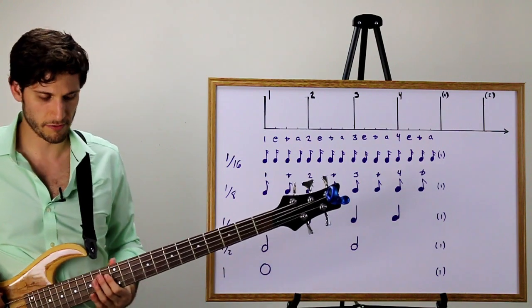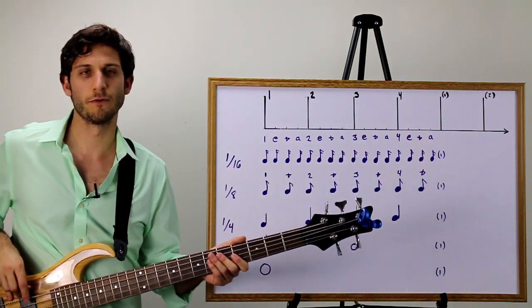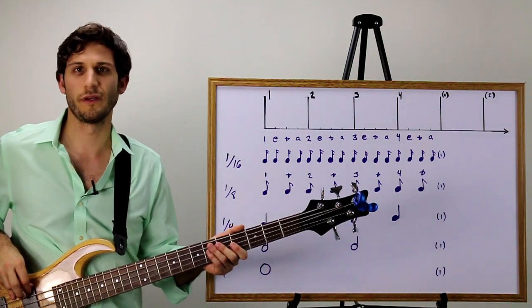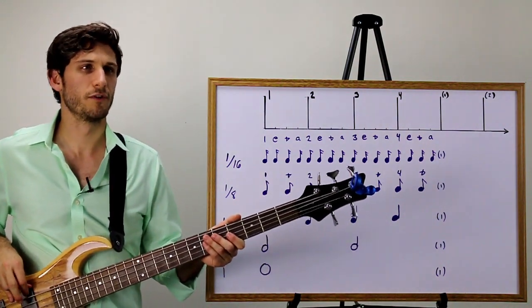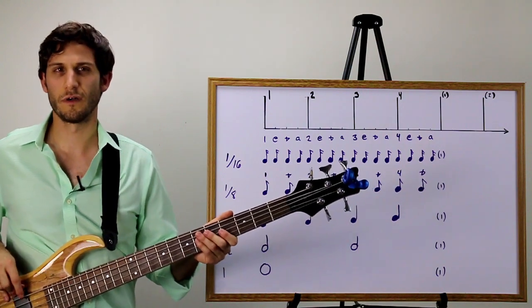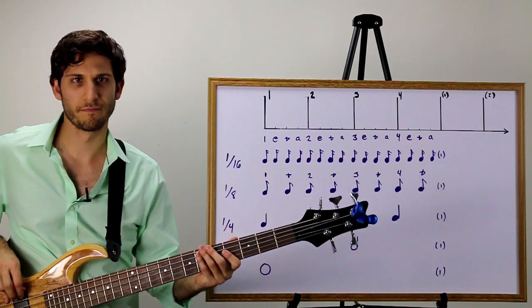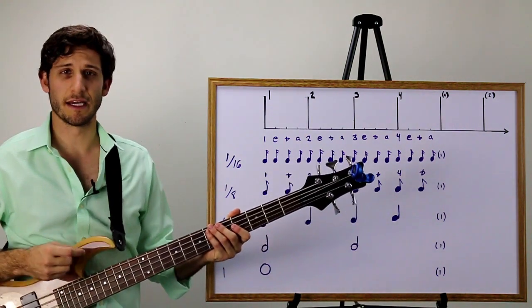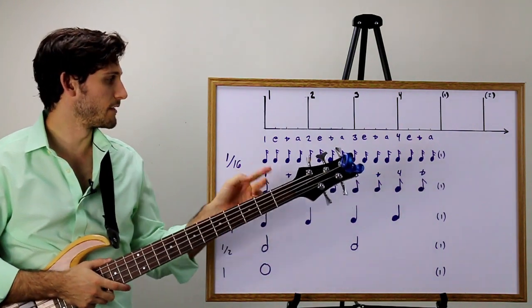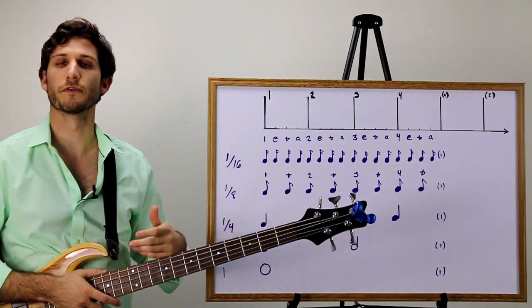Let's play it a little bit more slowly. 1 e and a, 2 e and a, 3 e and a, 4 e and a, 1 e and a, 2 e and a, 3 e and a, 4 e and a. With 16th notes, there's not really a special word that refers to the e's and the a's, but we do still refer to the numbers as downbeats and to the ands as upbeats. It's just useful terminology to have around.